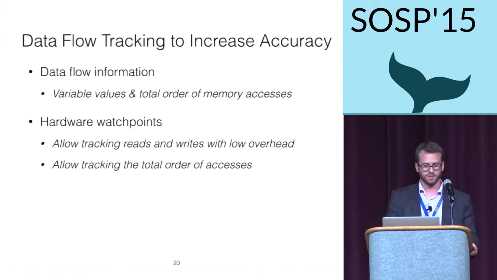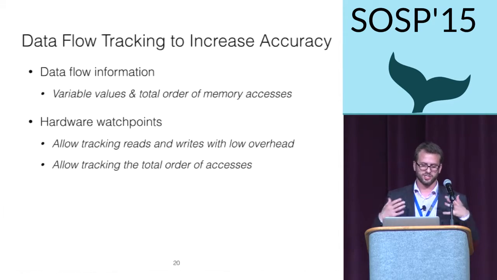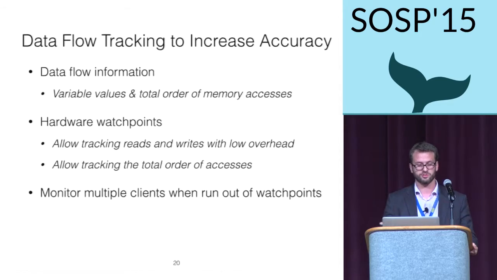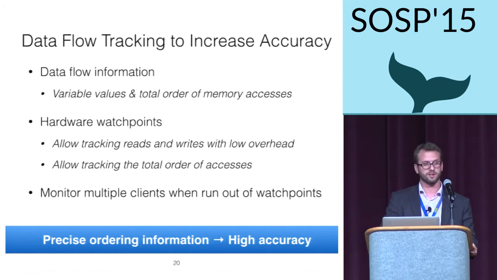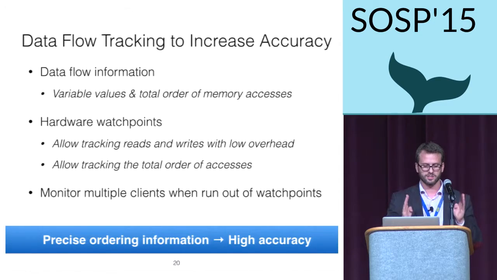For tracking the data flow in a program, GIST relies on hardware watch points. For a given memory access that GIST tracks, GIST inserts a hardware watch point at the address of the variable it tracks, and then GIST tracks which threads access this variable and also the order of these accesses. Note that watch points are a scarce resource, so if GIST runs out of watch points while performing data flow tracking, it will distribute monitoring tasks across multiple clients. The key takeaway here is that data flow tracking allows GIST to have precise ordering information, thereby increasing the accuracy of failure sketches substantially.